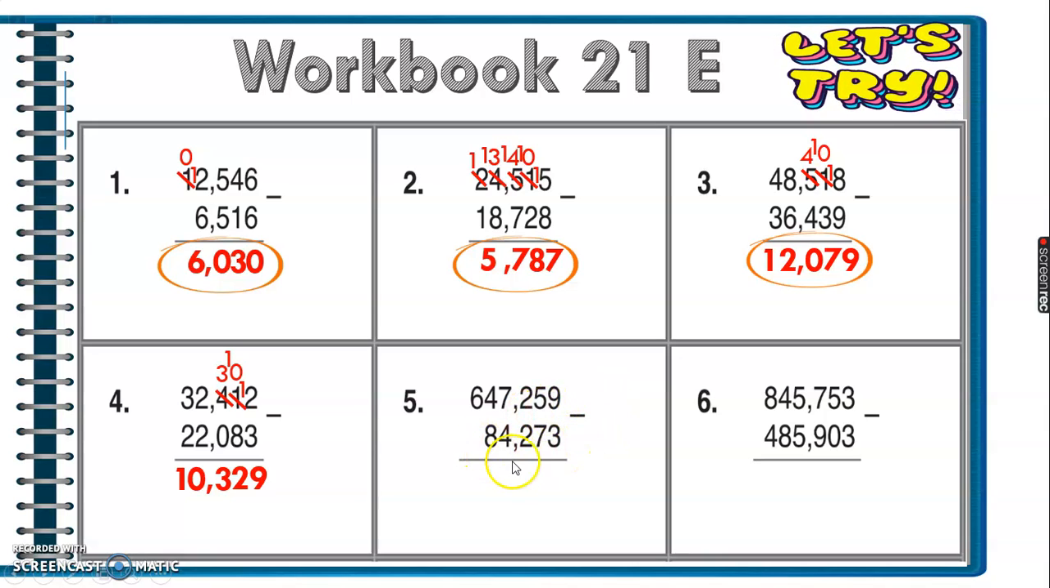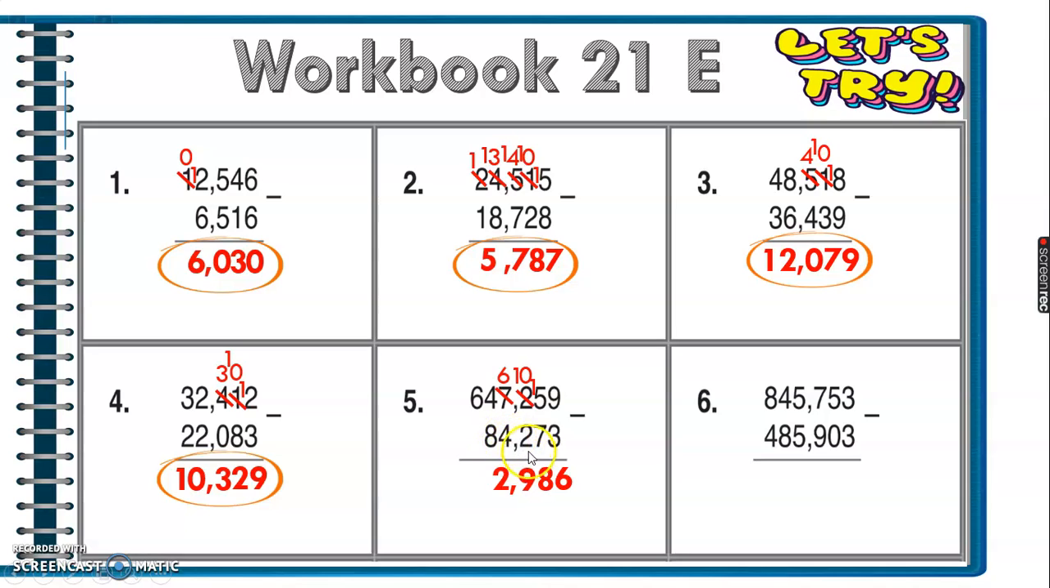647,259 minus 84,273. So 9 minus 3 is equal to 6. 5 minus 7 cannot be, so we can borrow from 2. 2 will be 1, and this is rather 1. And then 5 will be 15, and 15 minus 7 is equal to 8. Therefore, we can borrow from this 7. 7 will become 6, and then 11 minus 2 is equal to 9.